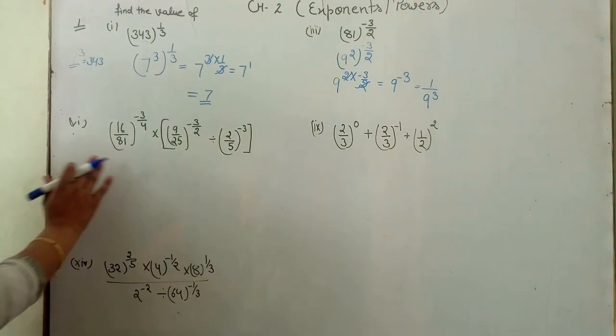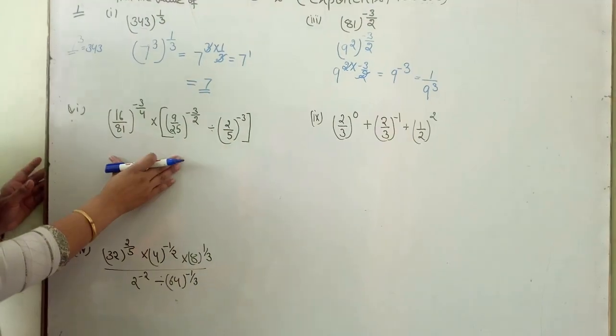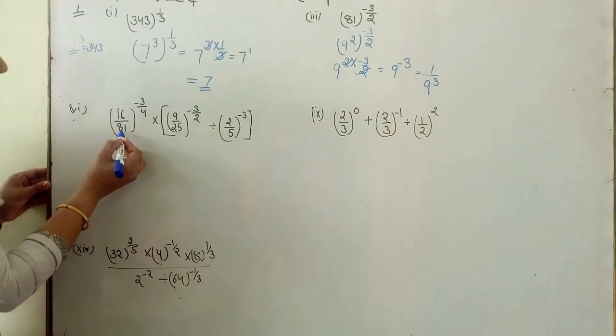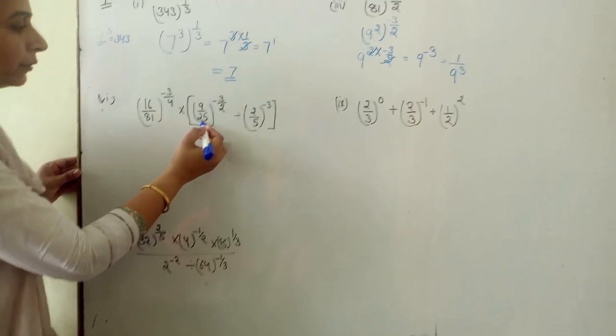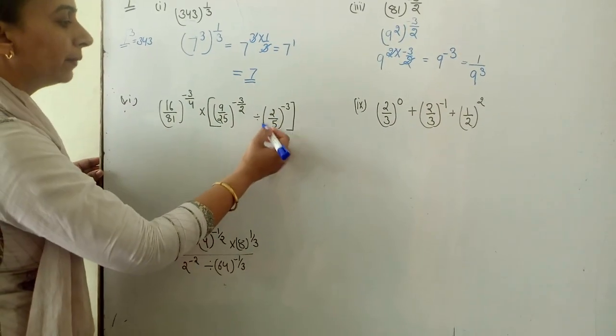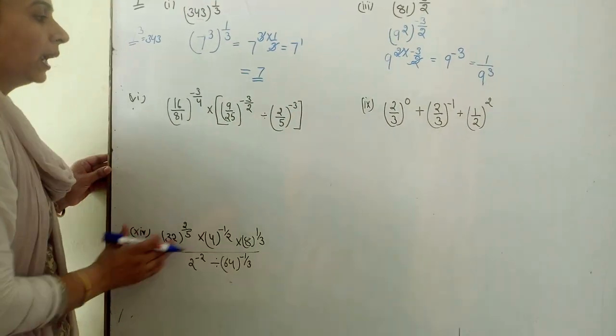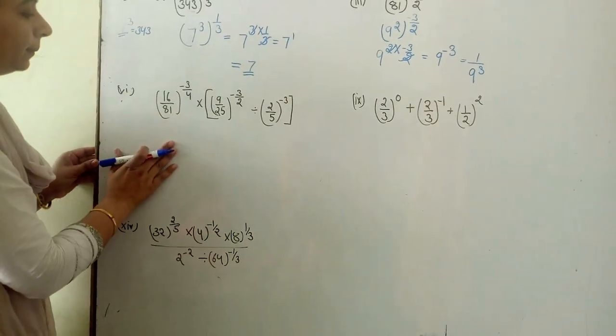Again, part number 6. This is our question. Students, 16 by 81 raised to the power minus 3 by 4, multiplied by 9 by 25 raised to the power minus 3 by 2, divided by 2 by 5 raised to the power minus 3. First we solve this bracket, and from this side we solve this bracket.